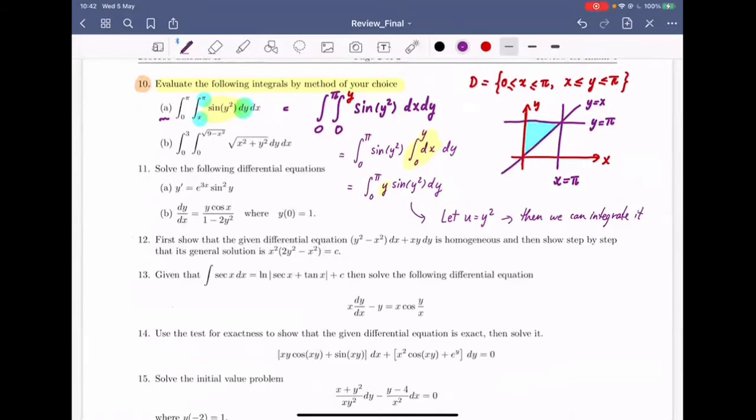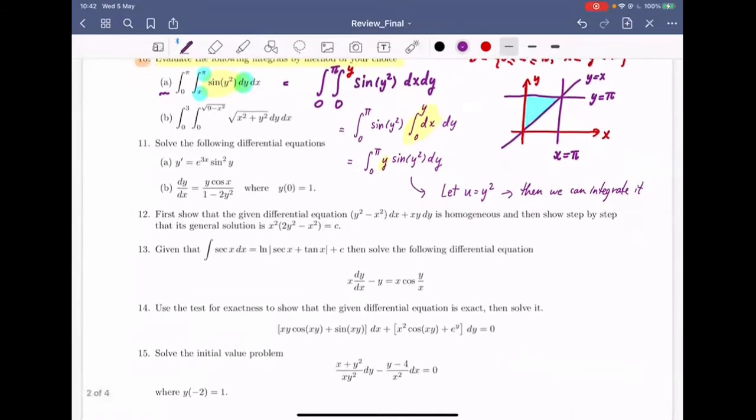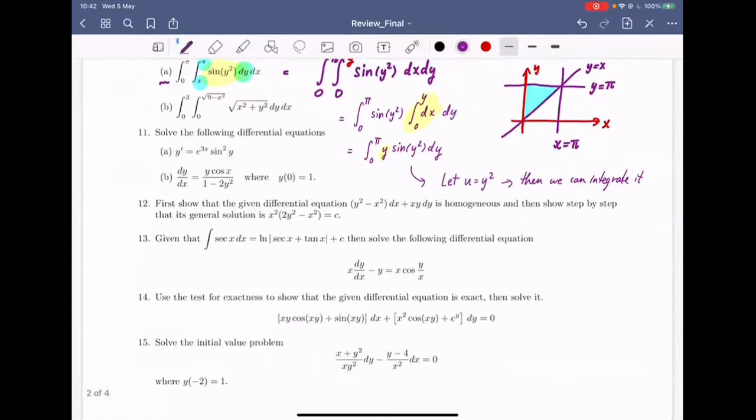One more question before the break, and then we come back with differential equations in the second hour. Let's do question B.